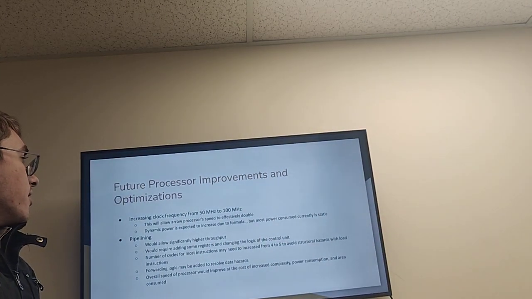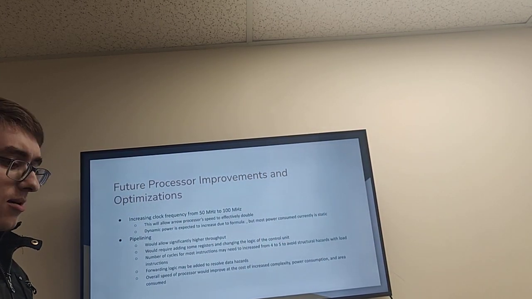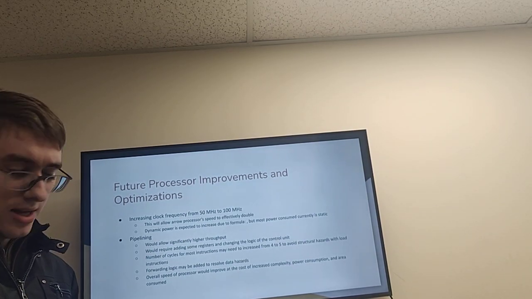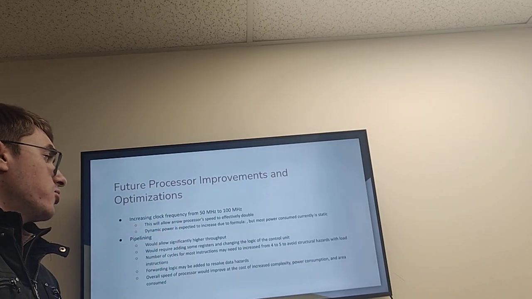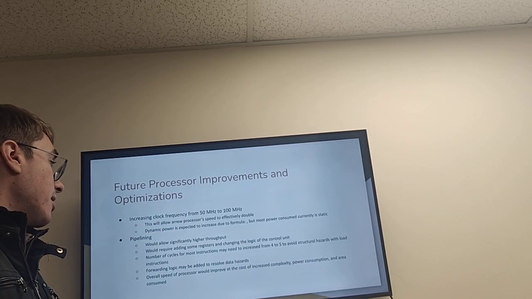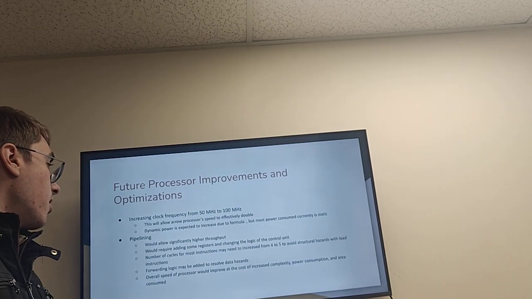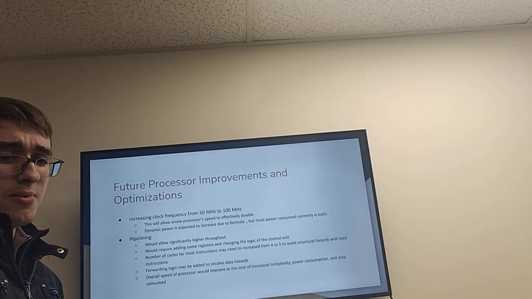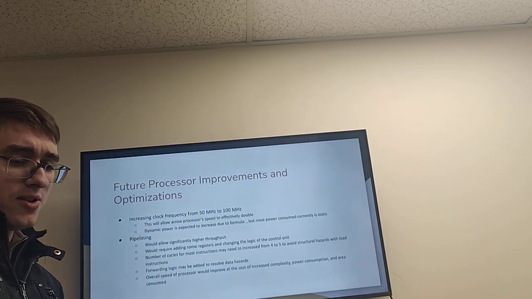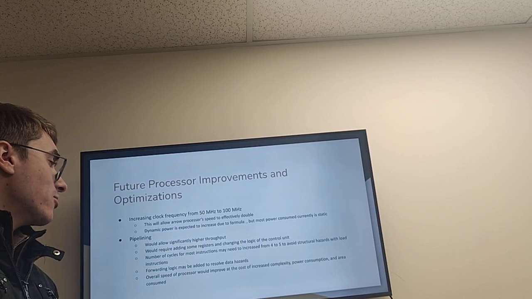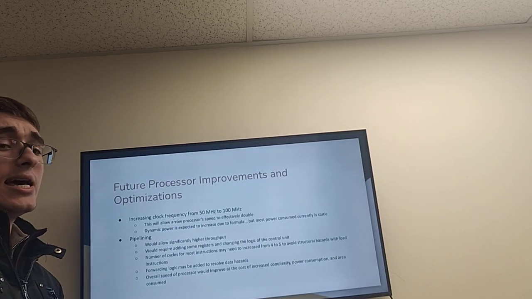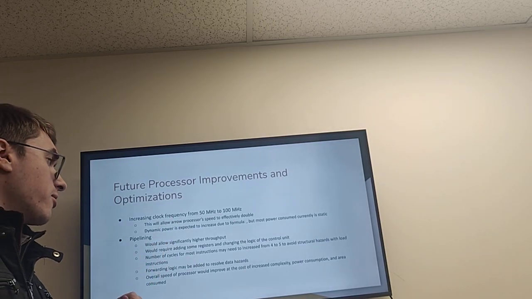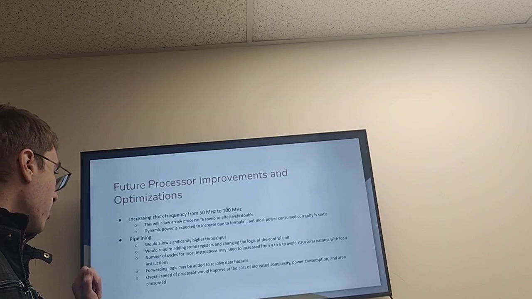Future improvements and optimizations. So the big thing that we want to do in order to improve our processor is to increase our clock frequency from 50 megahertz to 100 megahertz. Effectively, that will allow the processor speed to double. We do expect the power of the processor to increase as a result of that, but keep in mind that based off of analysis that we did, most of the power is static, and usually when we increase frequency, it's dynamic power that actually gets impacted. So we don't expect the power consumption to double. It should increase, but not by much.